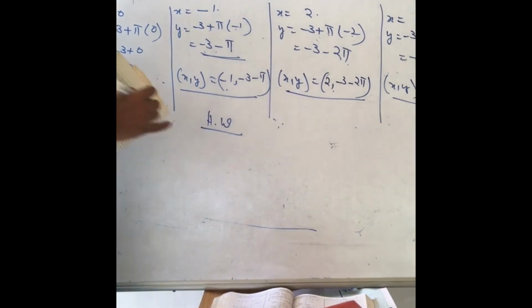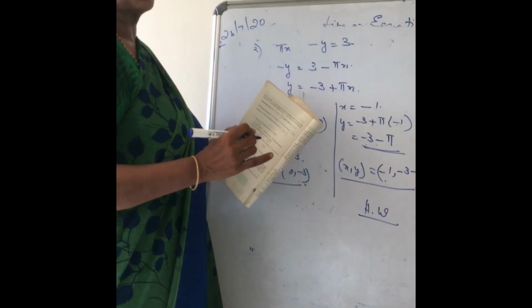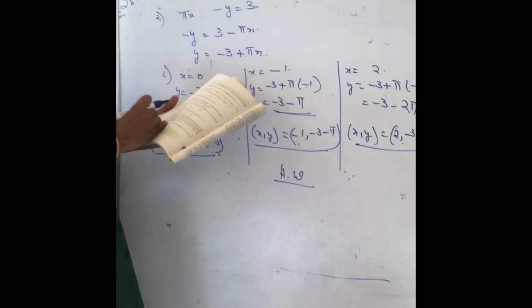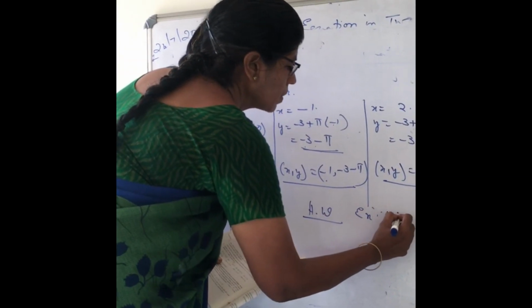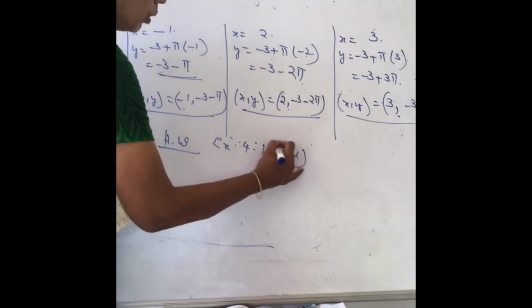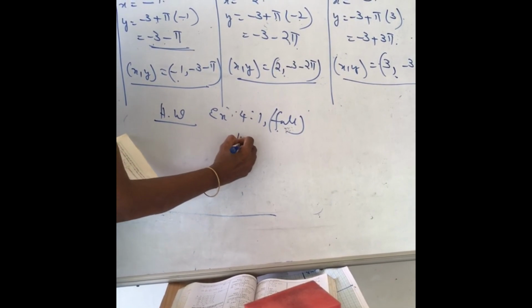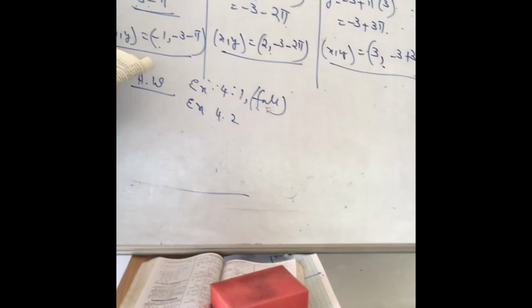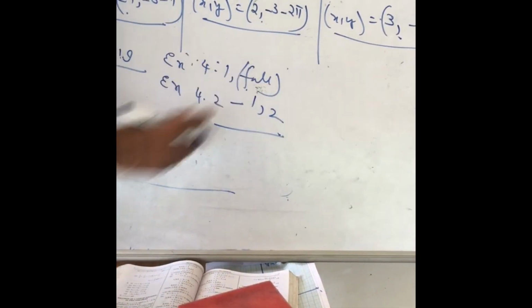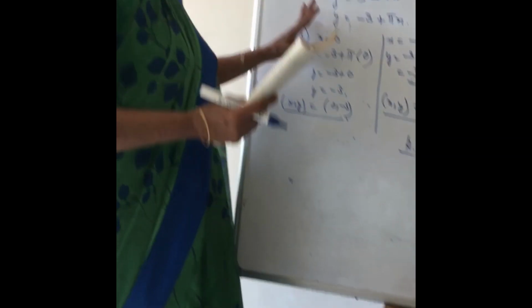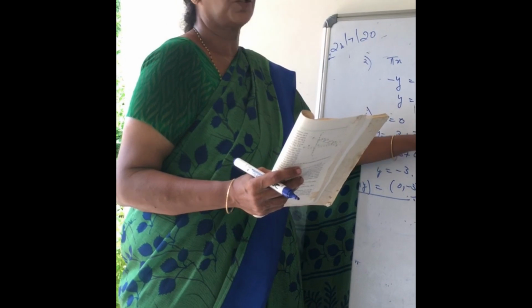Homework, and see that you are ready with the graph books for the next class, girls. You require graph notes. Be with your graph books, children. Homework, exercise 4.1, full. Exercise 4.2, 1 comma 2. All of you please work out these sums for homework, children. I think your class is clear and you would have followed today's class.